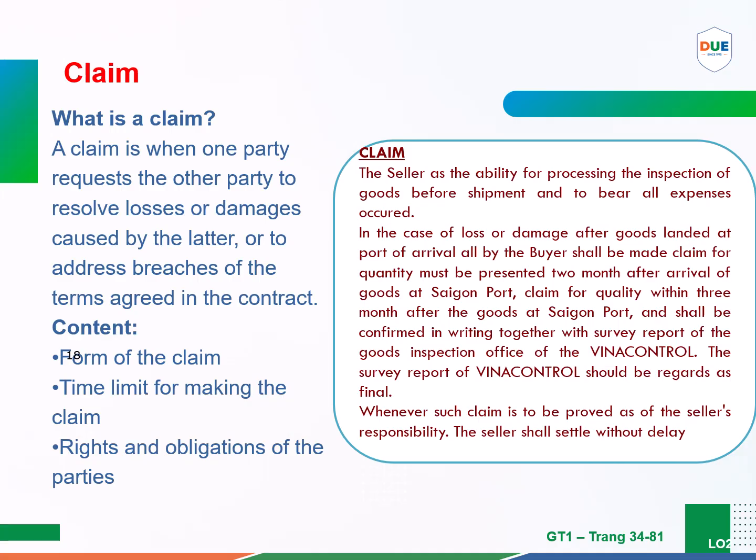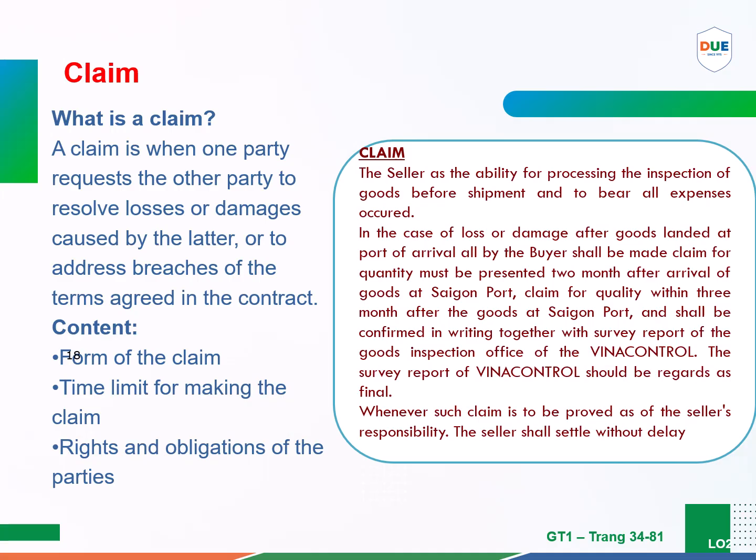Typically, claims must be made in writing stating the content of the complaint, legal grounds, the amount of compensation requested, and accompany the supporting documents such as inspection reports, quality certificates, bills of lading, and invoices. The contract should also define the time limit for making claims, usually counted from the moment of receiving the goods, discovering a breach, or receiving relevant documents.